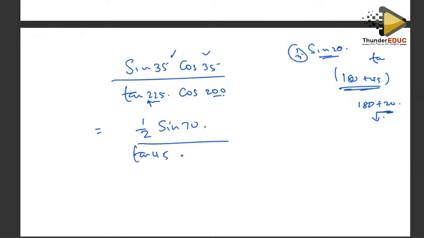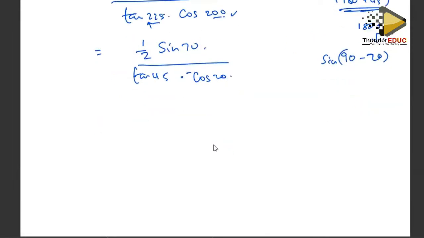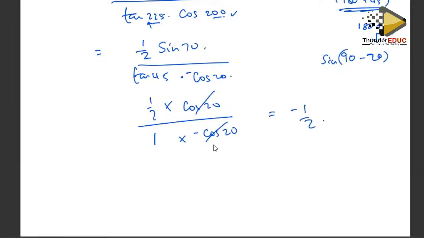And then this one, cos is in the third quadrant, cos is negative. So it's a negative cos 20. Then we know that sine of 70 is the same as 90 minus 20, which gives us a cos. So it's going to be a half multiplied by the cos of 20 over tan of 45, which is 1, and then negative cos of 20. So this cancels that, which means our answer is just negative a half.